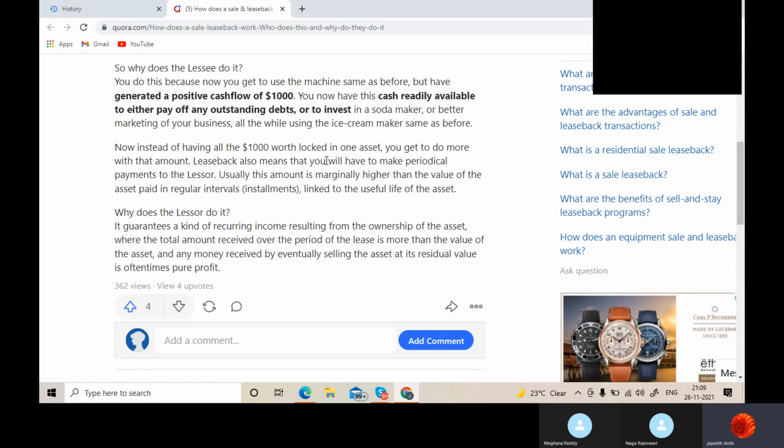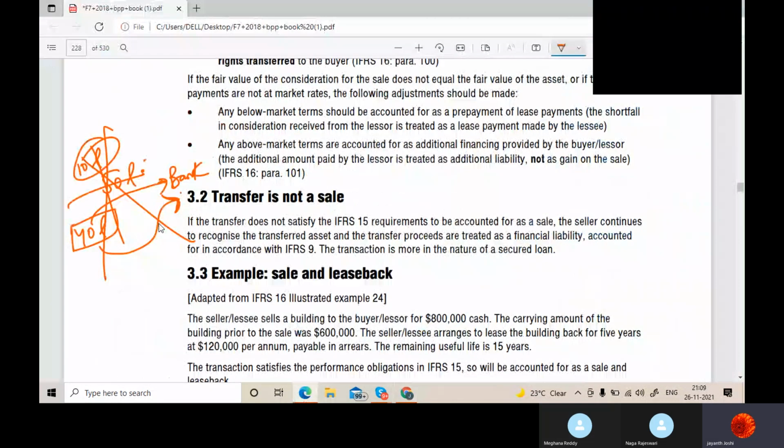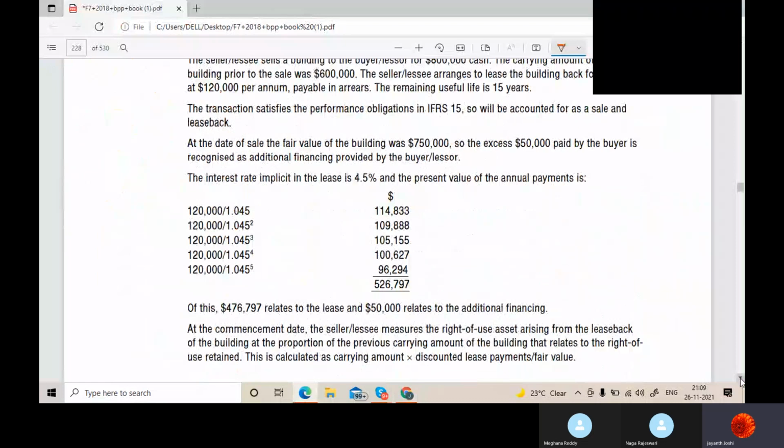Leaseback also means that you will have to make periodical payments to the lessor. Since he has given you money for buying that particular asset and giving you the property on lease, he will definitely charge you what? Lease rental. Please tell me yes or no. Yes, sir.